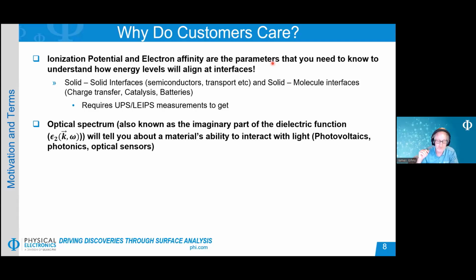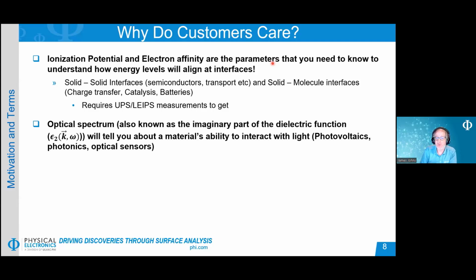So semiconductors, catalysts, batteries, anything that involves charge transfer, molecular solid-state sensors, all of that. And to get that, the techniques that you want to use are UPS and inverse photoemission, or LIPes.